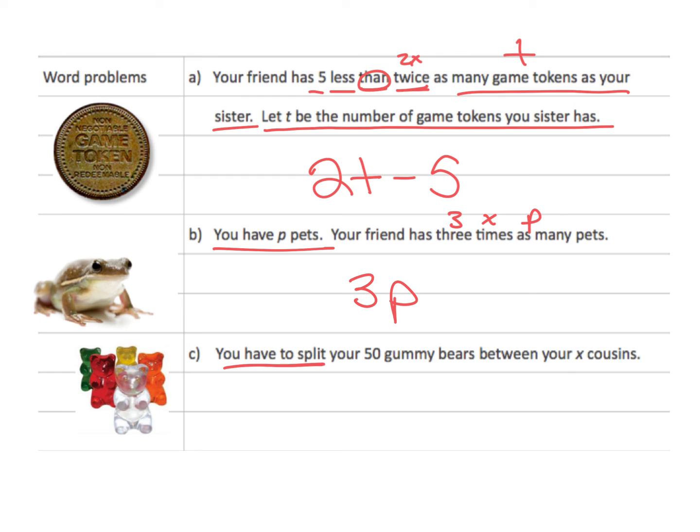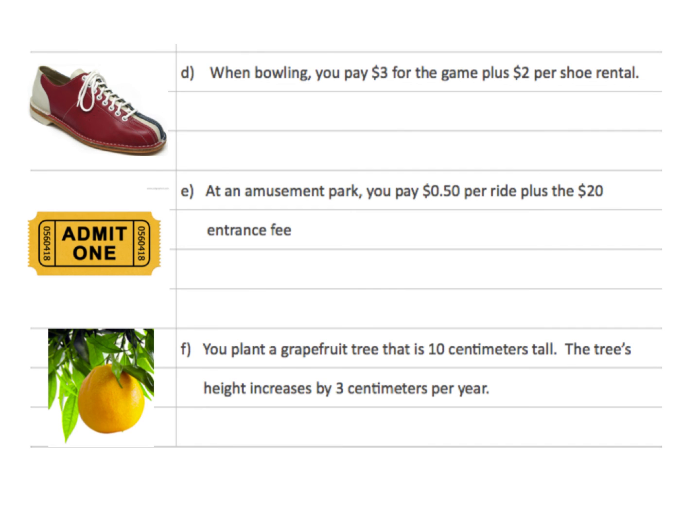You have to split, so that means we're going to divide your 50 gummy bears, remember that's going to be your first number, between your x cousins. There's your second number, so it's going to be 50 divided by x, or if we want to write it this way, 50 divided by x. Let's try a couple more.